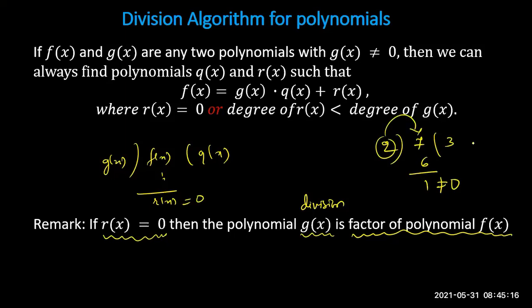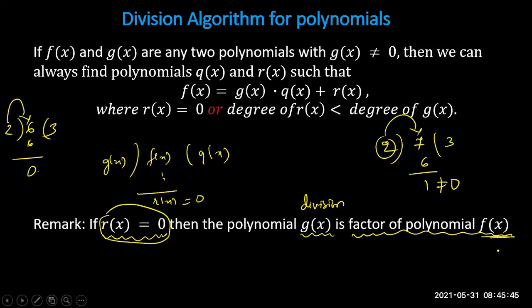It is not a factor of 7. Suppose you have taken 6, and I am dividing it by 2. 2 3s are 6, and the remainder is 0. If the remainder is equal to 0, then 2 is a factor of 6. Is it clear? If the remainder is 0, and g of x is a factor of the polynomial f of x. Is it clear?